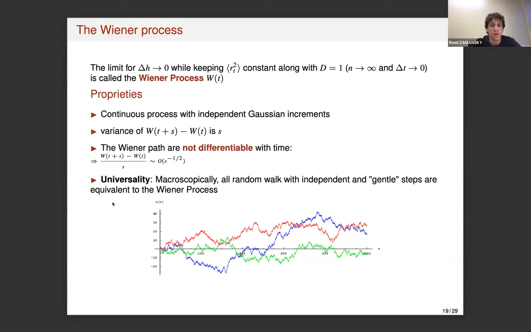Well, there are some interesting mathematical properties. It's continuous, and it has a well-defined variance that increases in time. And what is probably important to keep in mind is that the Wiener process, that random walk, is not differentiable. There is no way to fit a tangent to that kind of stochastic process. If you zoom in, you will see again some mountains and so on. We'll keep going on that.